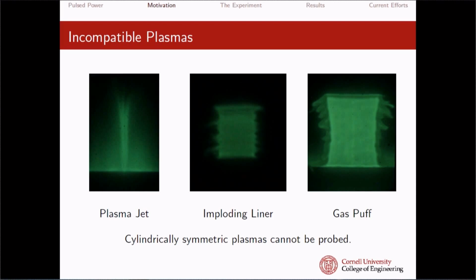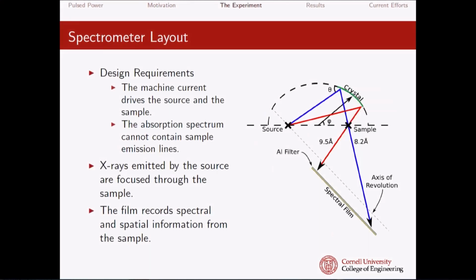So the motivation for the work really has been to find a way to apply absorption spectroscopy to most of the plasmas that we use at LPS. So to do that, I needed to build a new spectrometer and come up with a new geometry. So there's quickly some requirements on this.